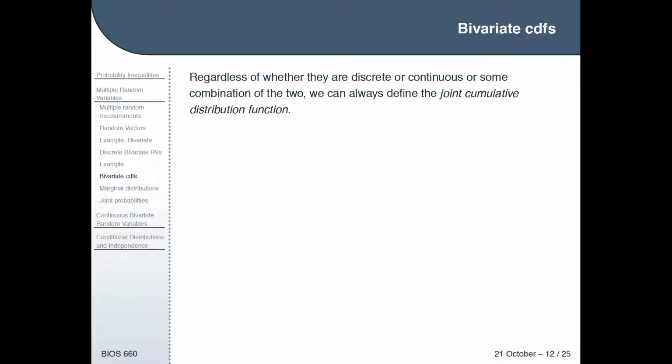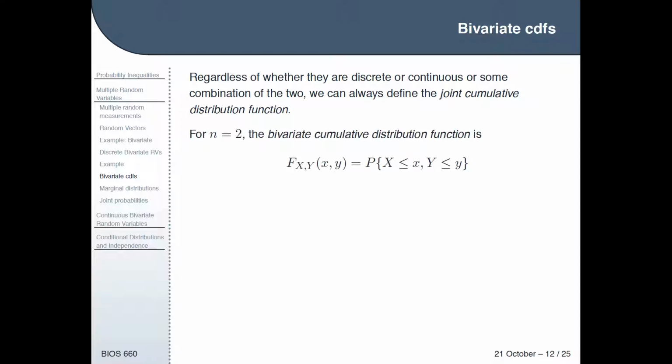And similarly, regardless of whether you have discrete or continuous random variables, you can define the joint cumulative distribution function, or joint CDF, and it's defined basically the way you would expect it to be. For n equals 2, big F of x and y is just the probability that X is less than or equal to x and Y is less than or equal to y.